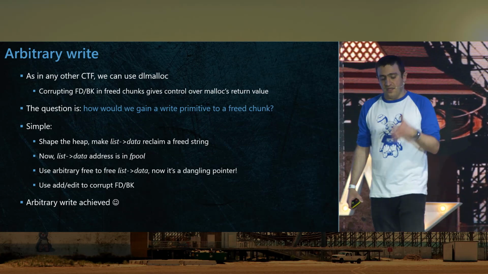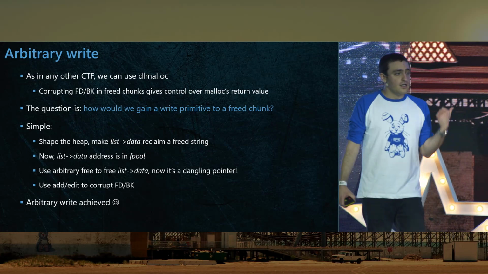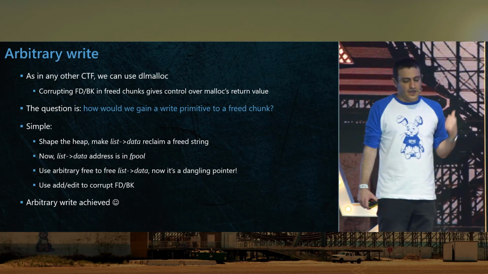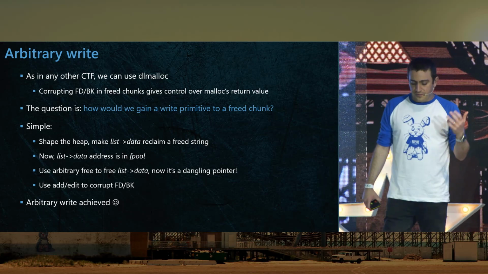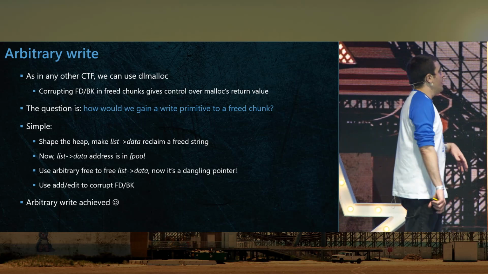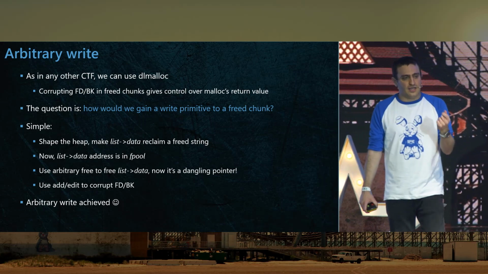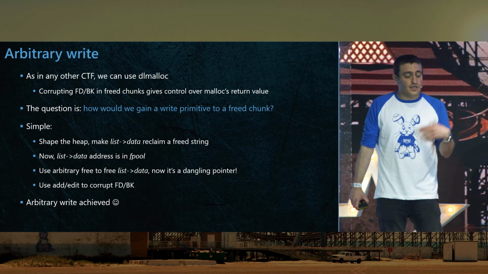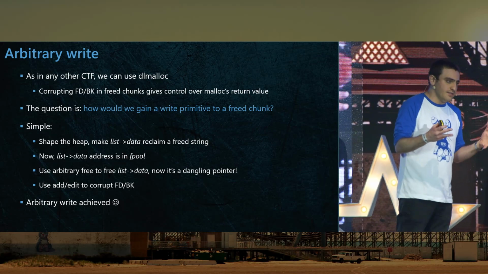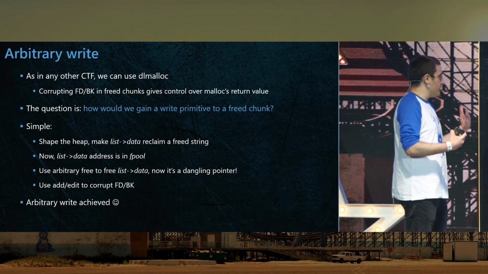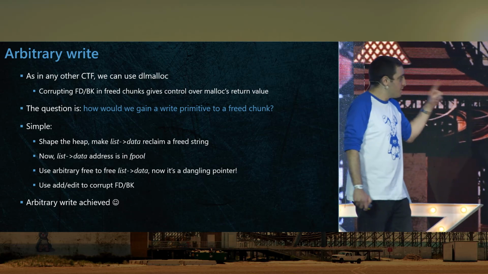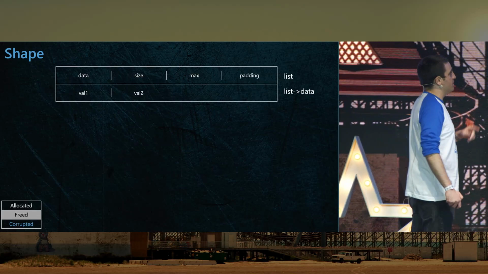We can just corrupt the FD pointer inside of a free chunk. This will give us the ability to control the next return value of malloc. This is a very common exploitation technique. In Linux, you can see it basically in every pwn challenge, in every CTF. And the only question here is, how would you gain the ability to write into a free chunk? And this is very simple. I just need to make sure that the list data, the array of the elements, reclaims a freed string. Because then it's in the fpool array. And now we can call arbitrary free on that. And I can write through the dangling pointer into the FD value.